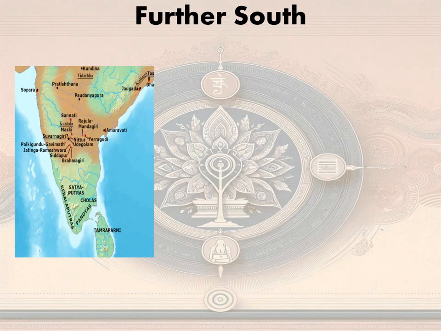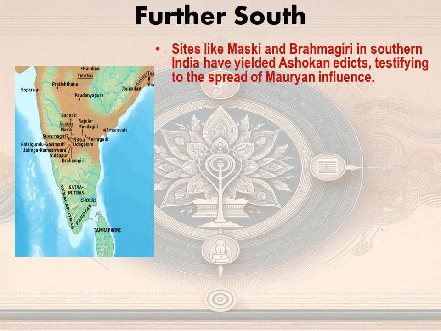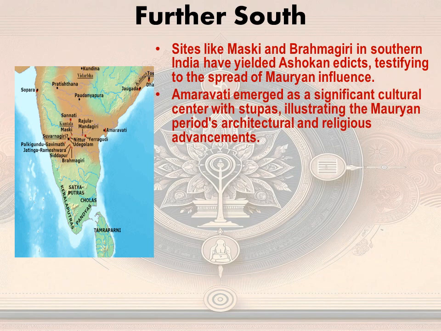Further south, what are the sites to the farther south of the Indian subcontinent? Sites like Maski and Brahmagiri in southern India have yielded Ashokan edicts testifying to the spread of Mauryan influence. So, Maski and Brahmagiri are two important sites where we find Ashokan edicts, and thus we see the spread of Mauryan administration deep into the southern portion of Indian subcontinent.